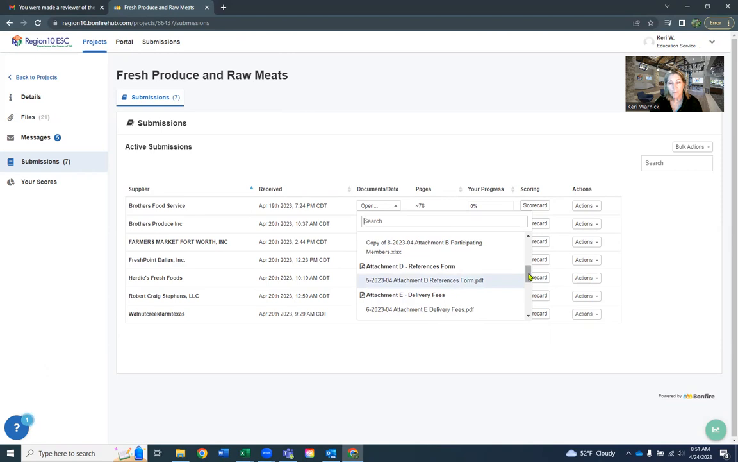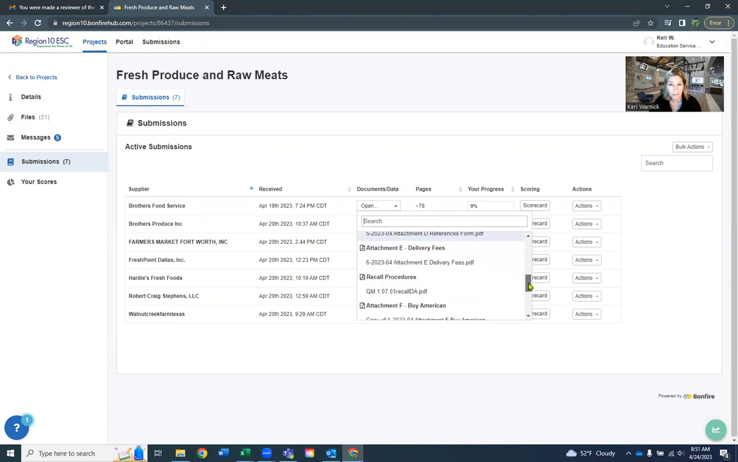References, you can see who they put for references. This is something that Multi-Region does follow up on. We have a complete scorecard that produces a total points, and it's a mathematical equation that we use to determine the criteria score. And take a look at their delivery fees.